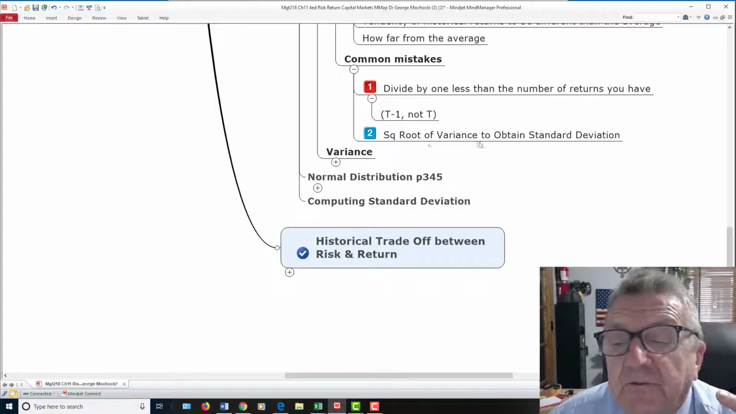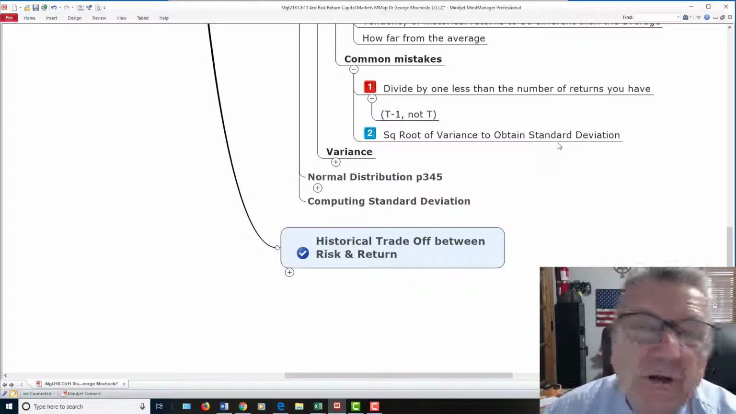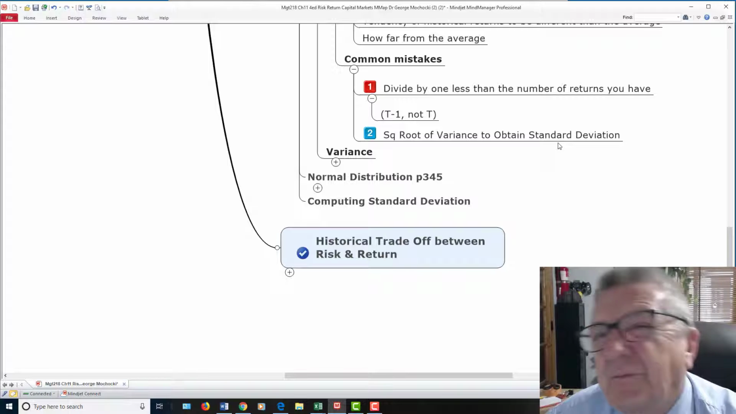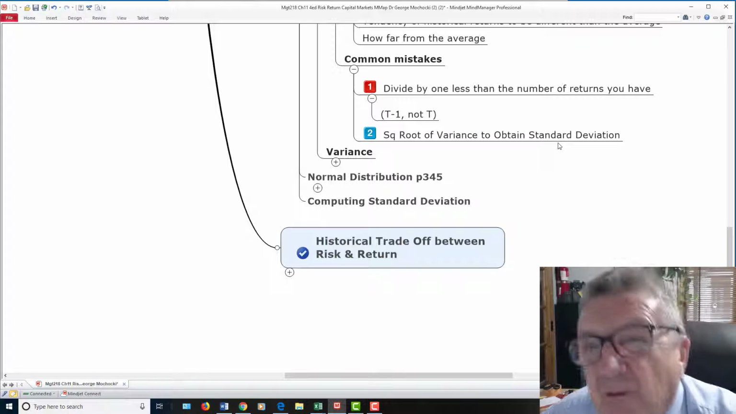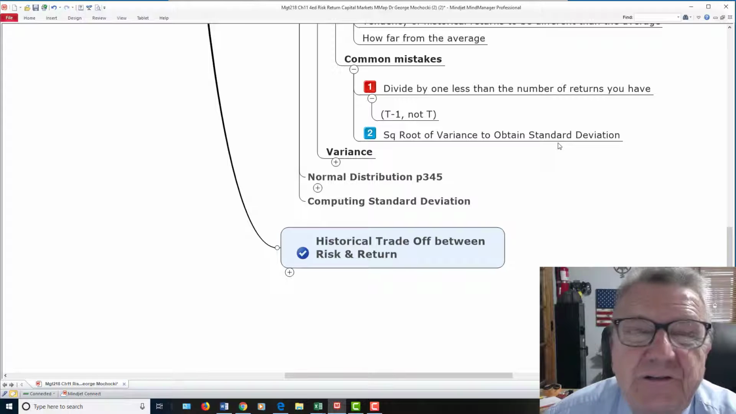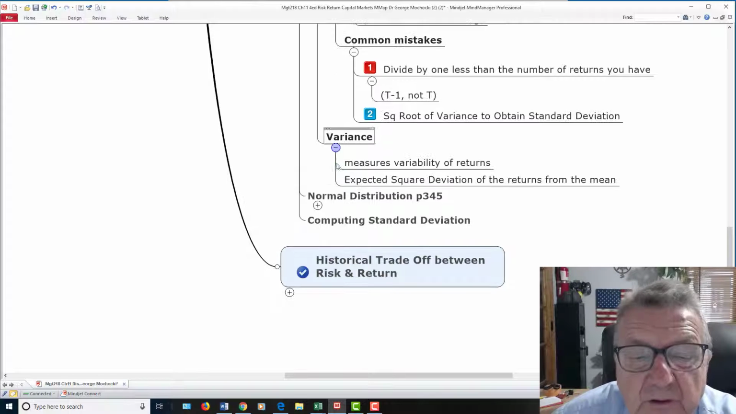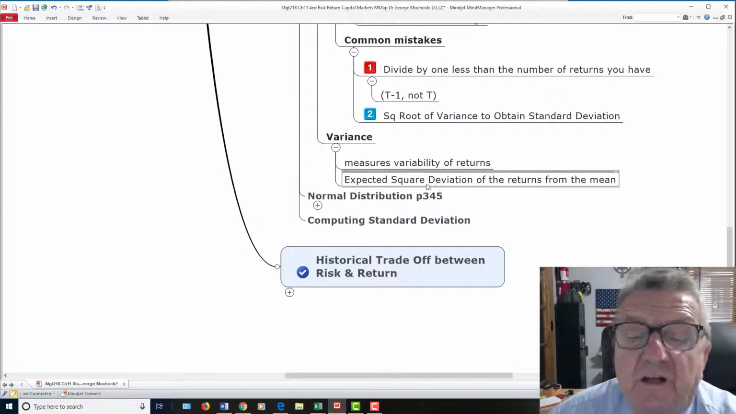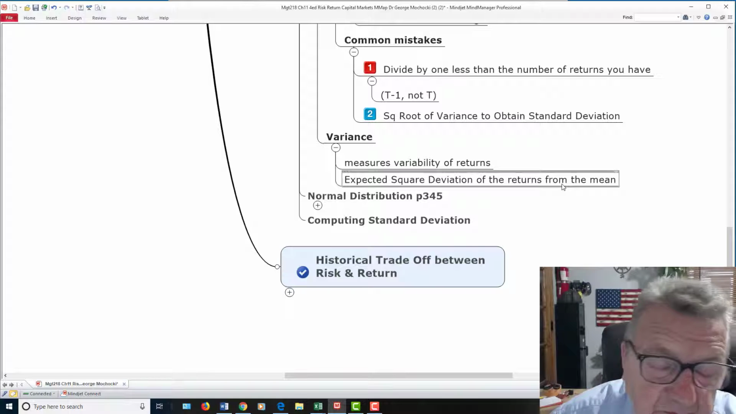Okay. Square root of variance to obtain the standard deviation. All right, it's just a general reminder. I think I have a YouTube and a publisher in my finance lab that basically explains that in a little more detail. If it's the first time, you should know a little algebra and a little statistics, basically probability. All right. Now the variance again. We talked about the variance measures the variability of returns, the expected squared deviation of returns from the mean, from the average.